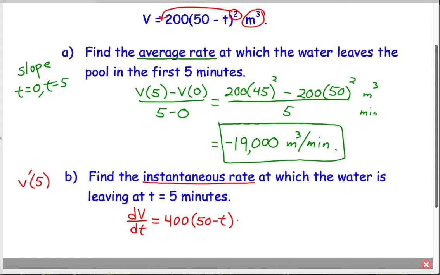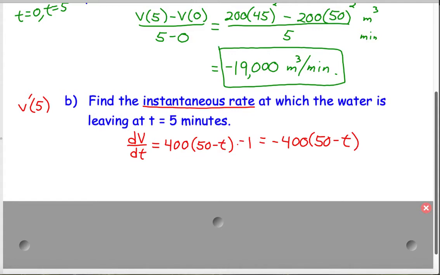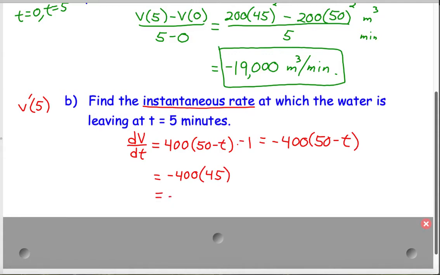And then, don't forget the chain rule, now we have to do times the derivative of the inside function that was squared, and the derivative of 50 minus t is negative 1. So we wind up getting negative 400 times 50 minus t. That's our derivative. So now let's calculate that at the 5-minute mark and see how fast water is leaving at that instantaneous rate. So we've got negative 400 times 50 minus 5, which is 45. And so that winds up being minus 18,000 cubic centimeters per minute.